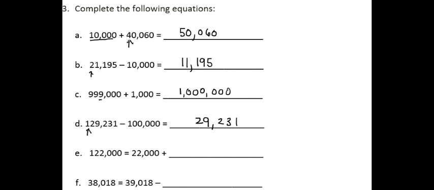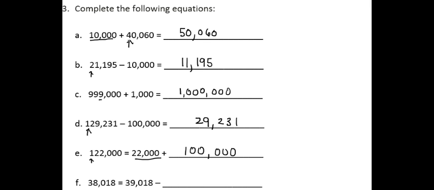In the next section, it says that 122,000 is equal to 22,000 plus some number. Well, if I went from 22,000 to 122,000, that means I must have added 100,000 to the 22,000.